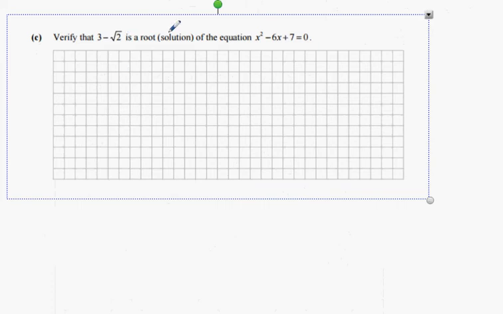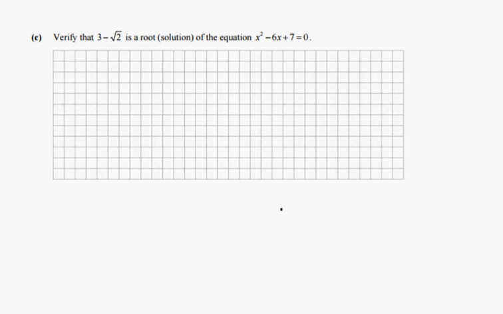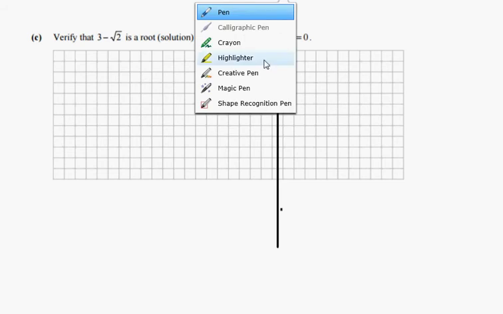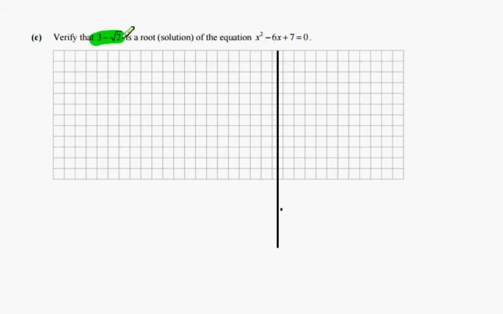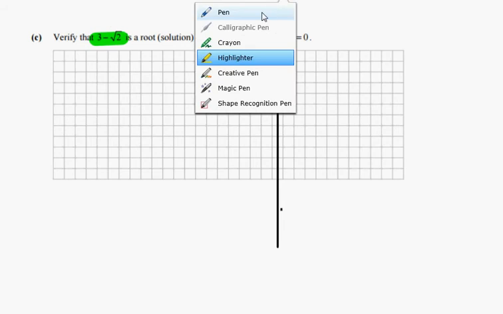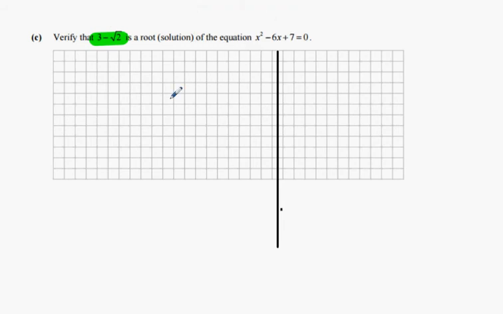Verify it is a root of this equation. Can anybody tell me what exactly is a root? What does the word root mean? Anybody know? It means it's a solution. What does the word solution technically mean? What happens when I get a solution? When you replace x with your solution, what should happen to the equation? It should balance or equal 0.